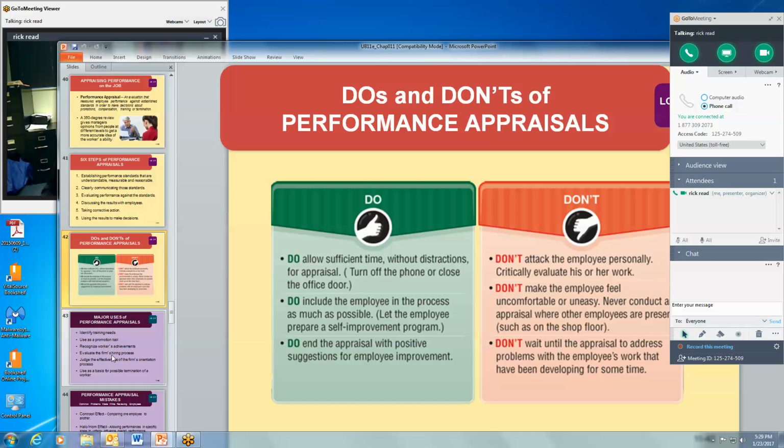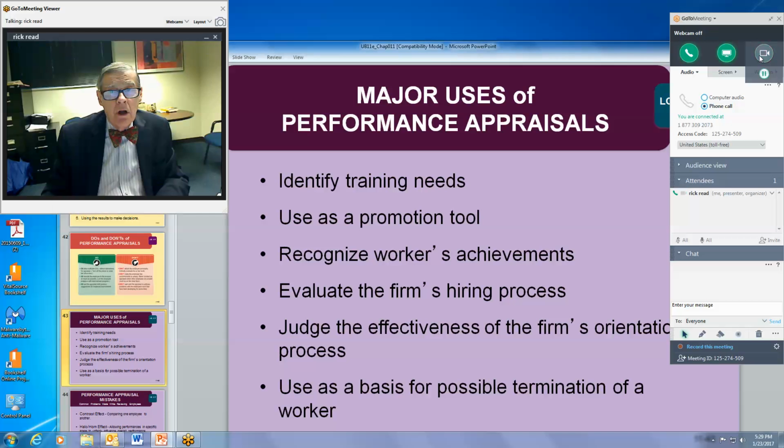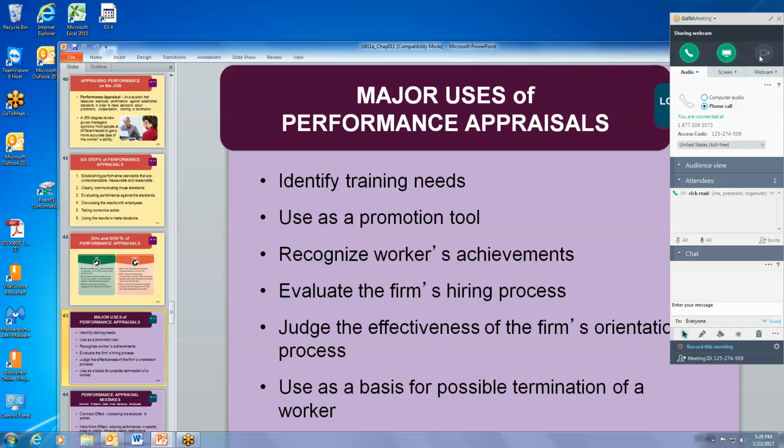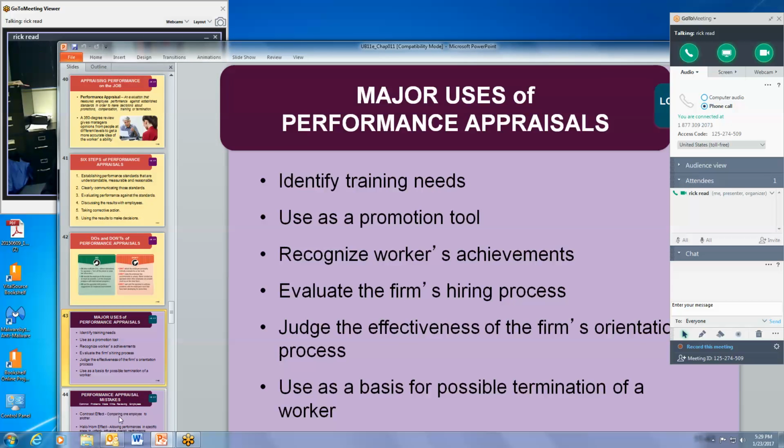These are the reasons we use performance appraisal. We talked about some of them before. I'm not going to go over them again. You can see them, and it's important to do that. Here are some errors that are made.